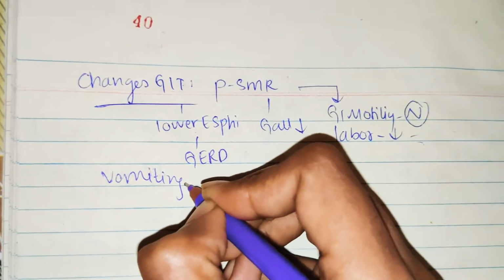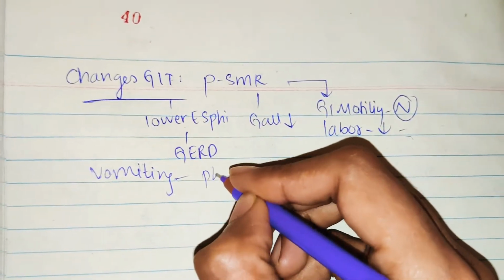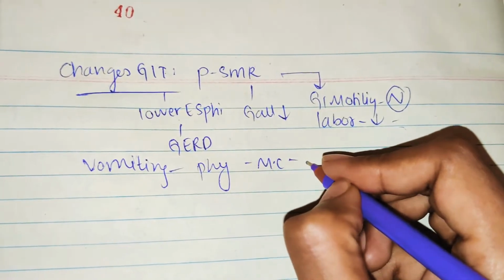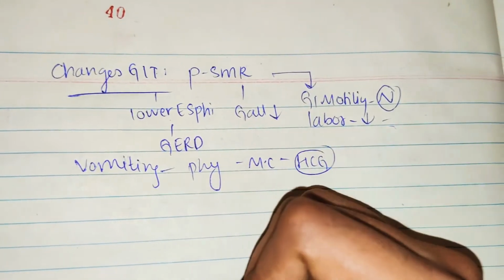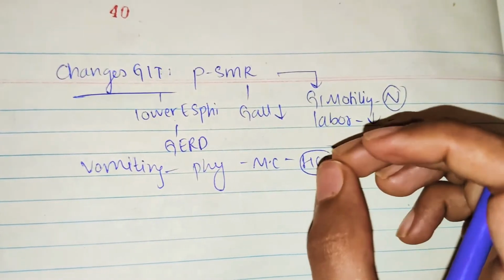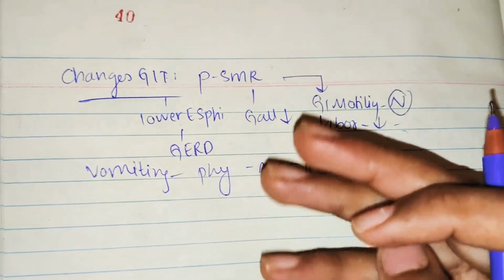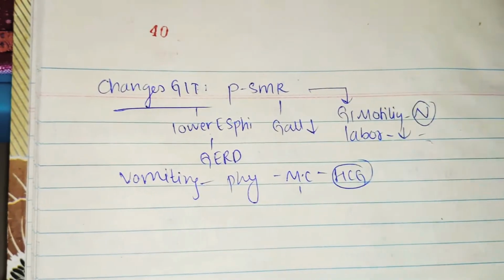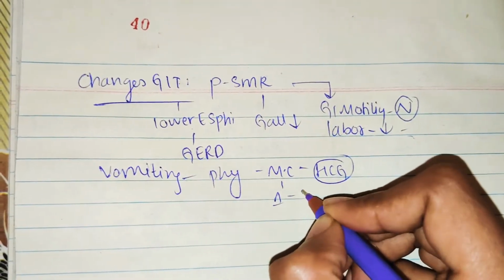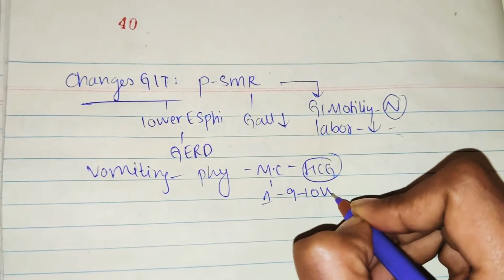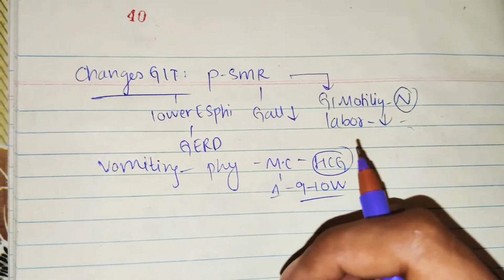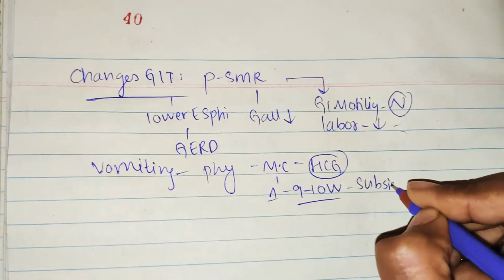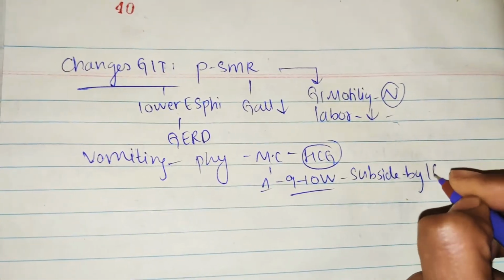Next, coming to vomiting in pregnancy. Why is there vomiting in pregnancy? It is actually a physiological problem, and it is most commonly caused by HCG, human chorionic gonadotropin hormone, which causes the vomiting in pregnant females. This vomiting is most commonly seen in the first trimester, especially between 9 to 10 weeks, but it will subside by 16 to 20 weeks.